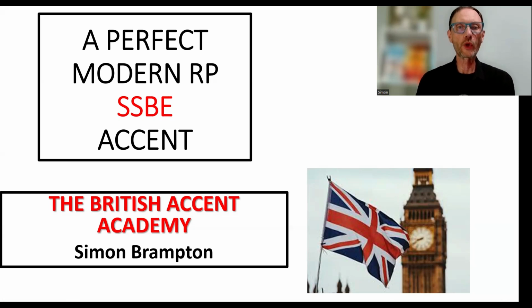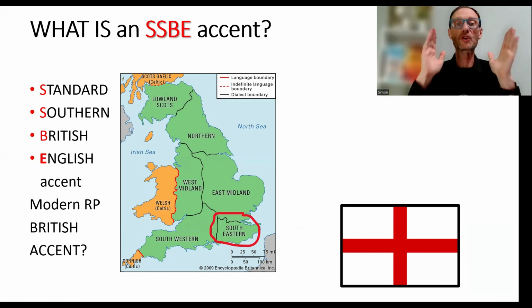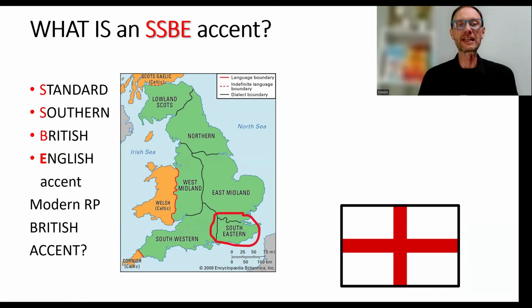In this video, we're going to learn how to speak with a perfect modern RP or SSBE accent. So let's jump in straight away and discover how to speak with a perfect British accent and discover what SSBE actually means. The modern RP or standard BBC English, or whichever terminology we want to use, is now called SSBE, which is Standard Southern British English.